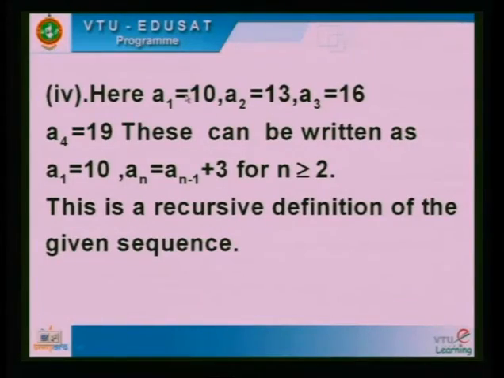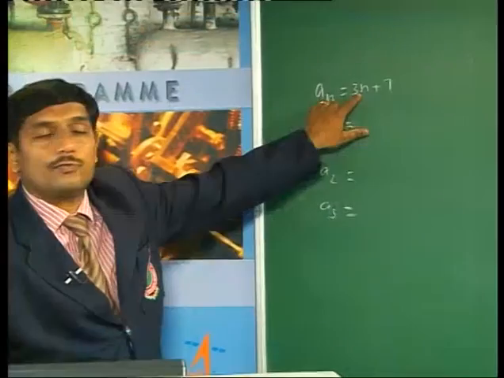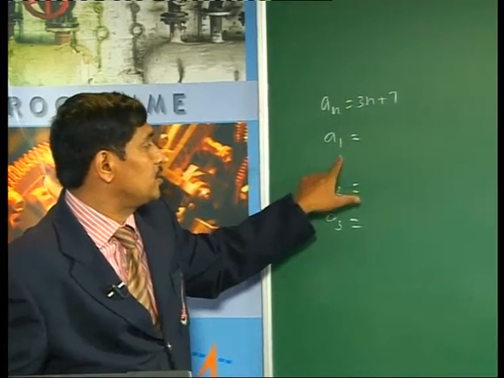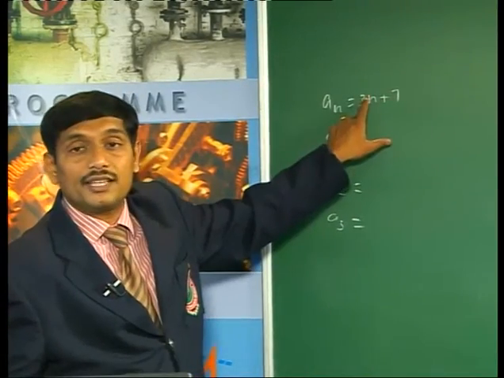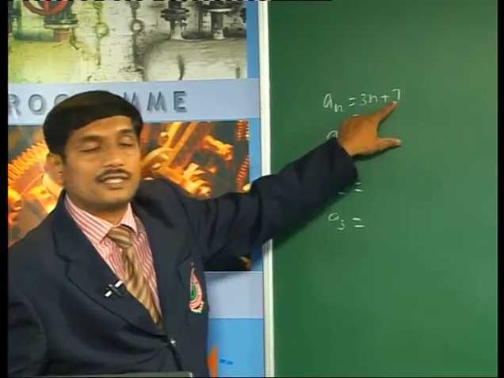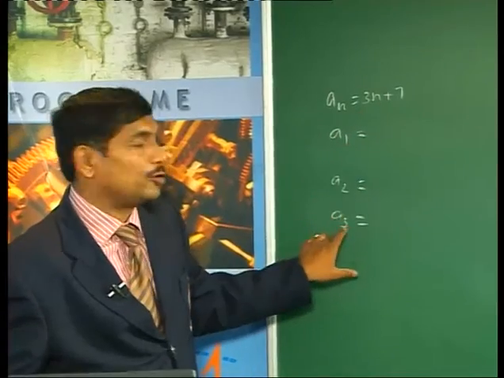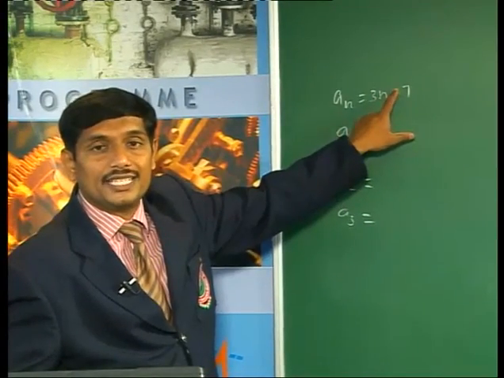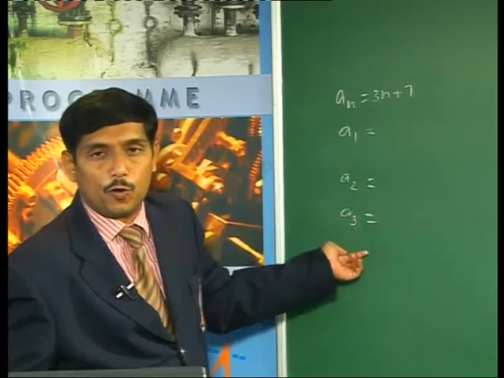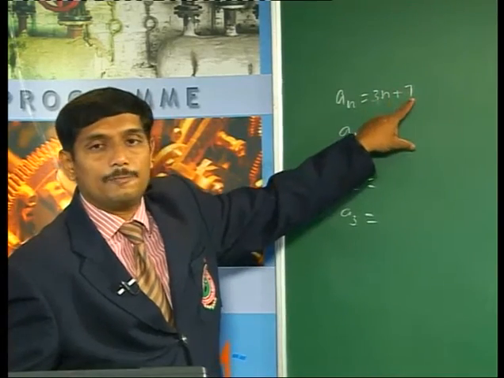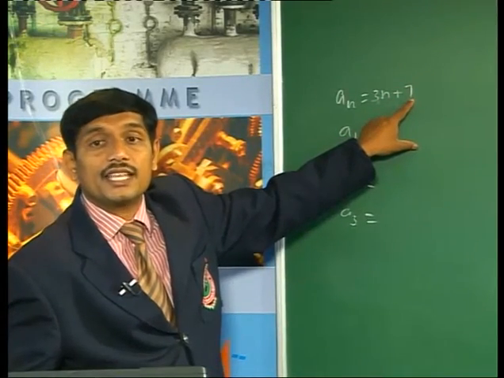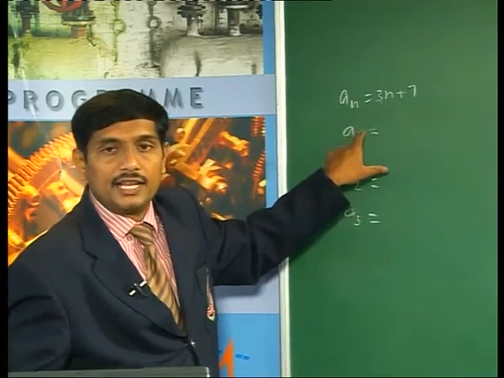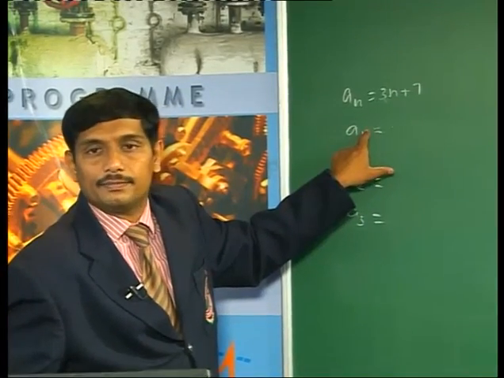Here first we put n equals 1, which means 3 plus 7, that is 10. If you put n equals 2 here, 2 into 3 is 6, 6 plus 7 is 13. If you put 3 here, 3 into 3 is 9, 9 plus 7 is 16. Similarly 4 into 3 is 12, 12 plus 7 is 19. This can be written: first term is 10, then a_n equals previous term plus 3.